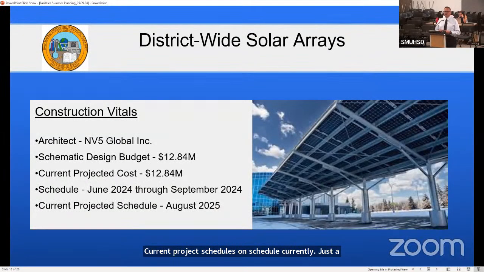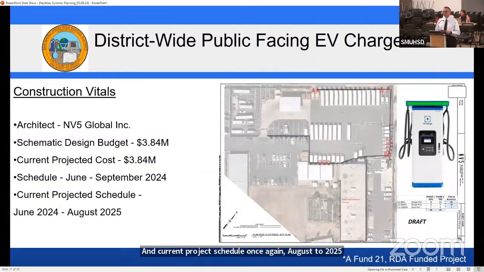District-wide solar arrays. Our architect is NV5 Global. Schematic design budget is 12.84 million. We're on target for that. Our schedule is from June of 2024 through September of 2024, and current project schedule, once again, is August of 2025. I did want to say that the district office and Mills High School will be the first to start this summer, basically stamping out of DSA.